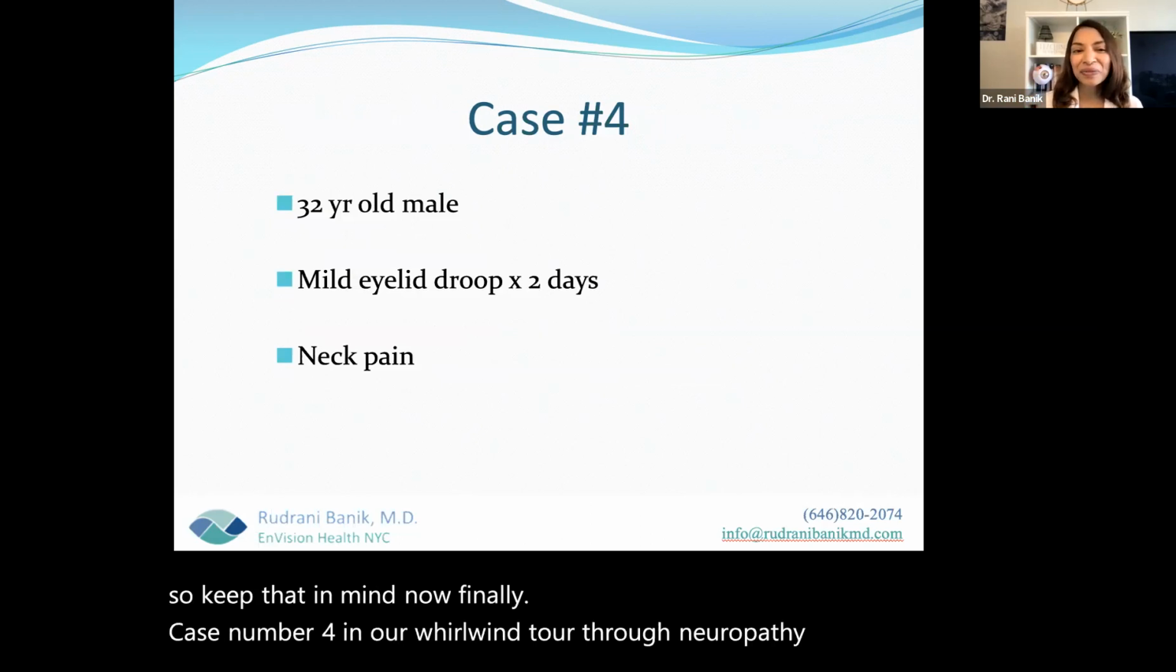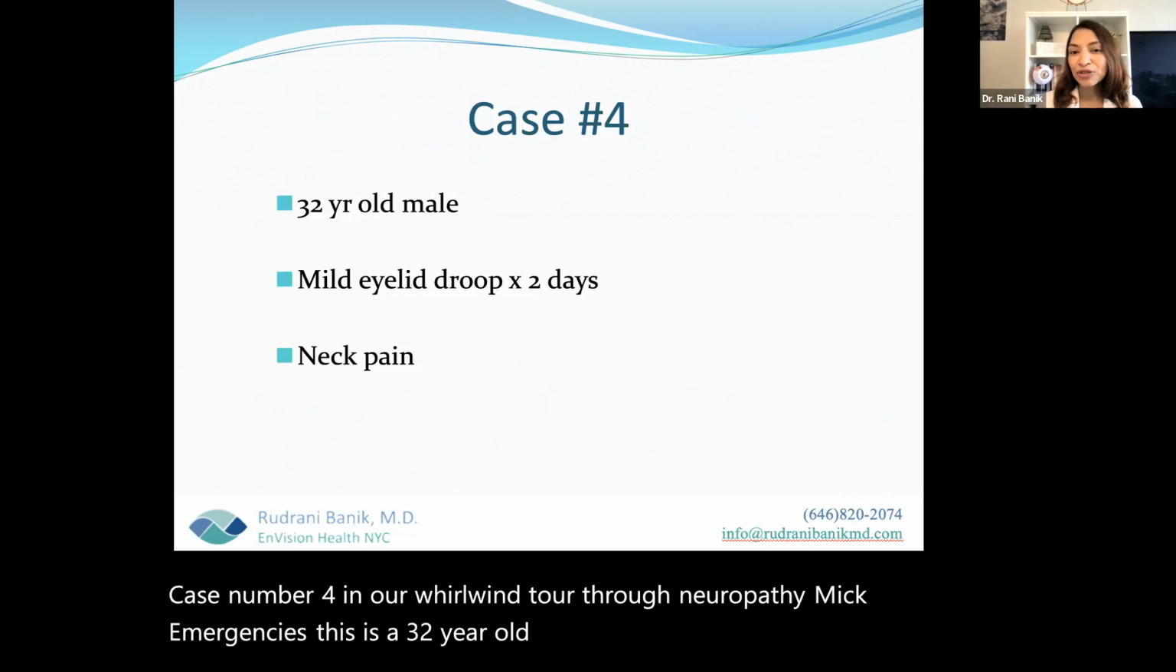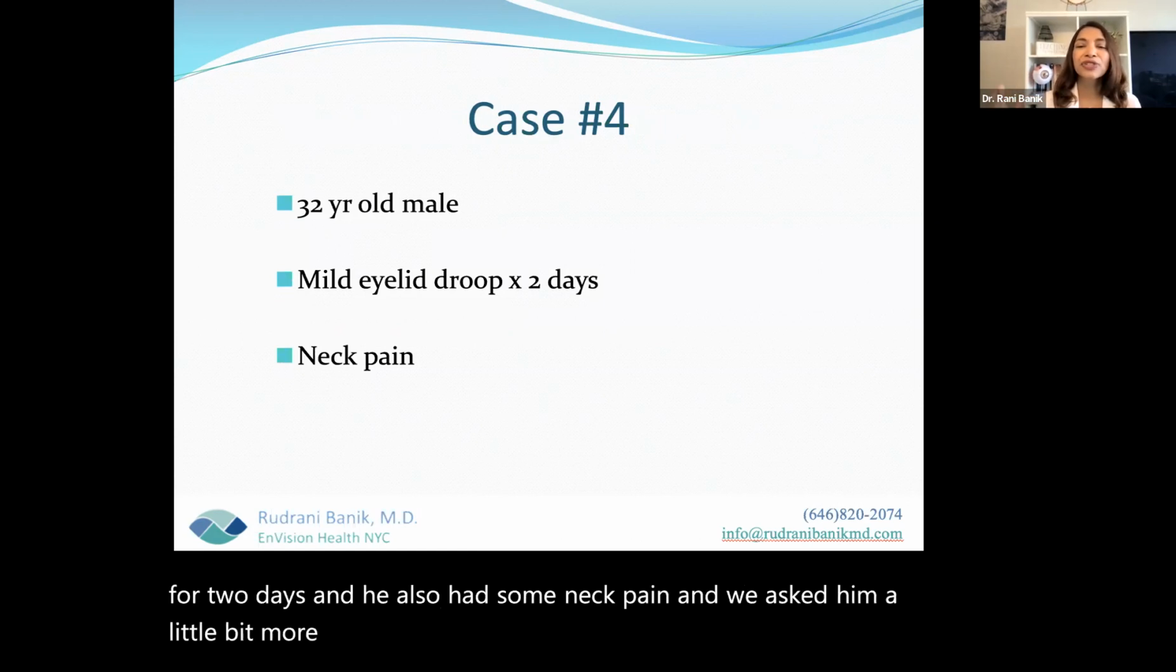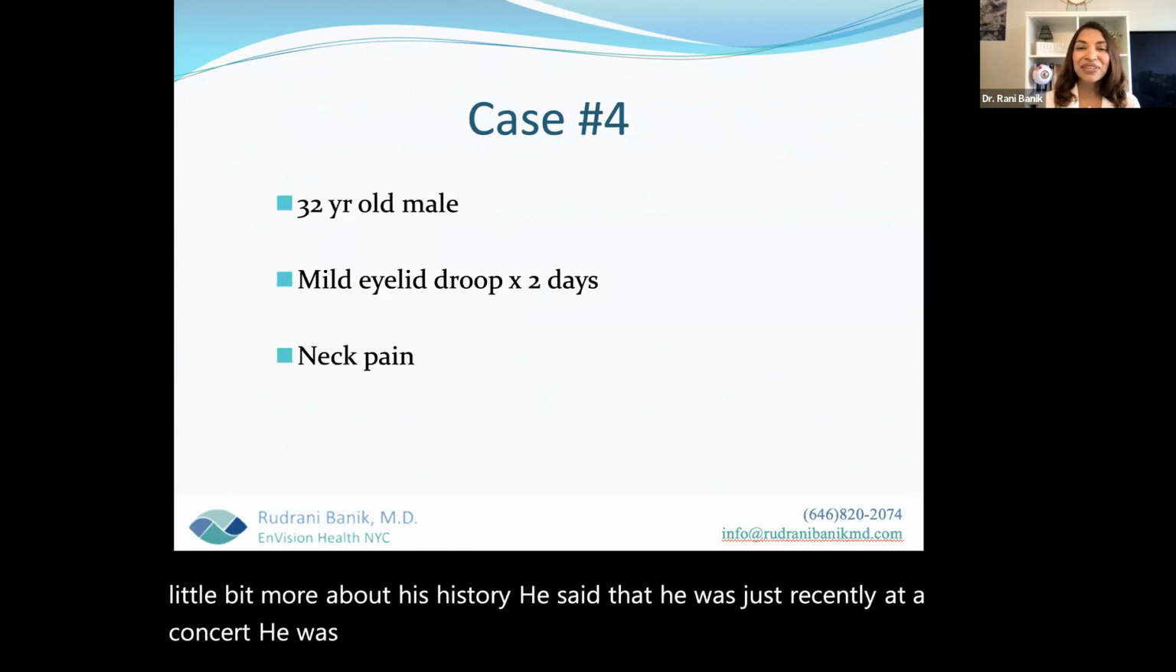This is a 32-year-old male. He's had a mild eyelid droop for 2 days, and he also has had some neck pain. We asked him a little bit more about his history. He said that he was just recently at a concert. He was actually really getting into the music, so he was doing some head banging during the concert.